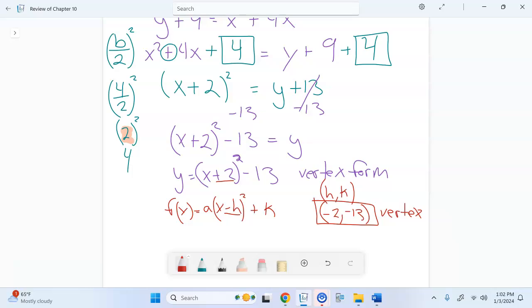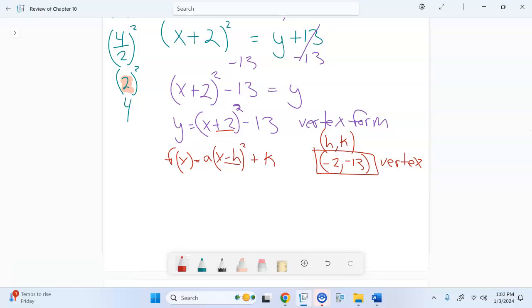Now for funsies, what would my axis of symmetry be? Based on the vertex, what's the axis of symmetry going to be?